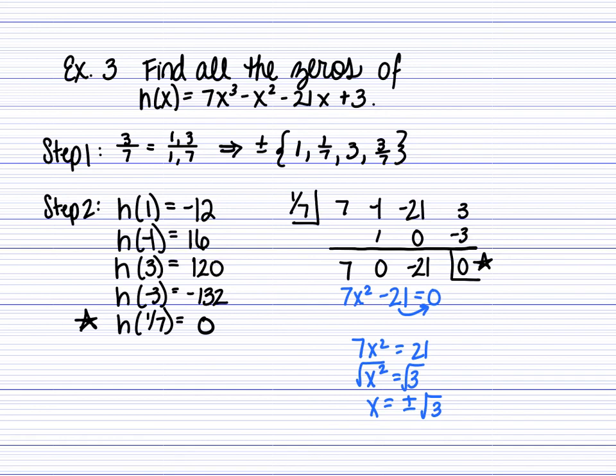So putting it all together, our three zeros, or you might want to think of it as our three x-intercepts, are 1/7, positive square root of 3, and negative square root of 3.